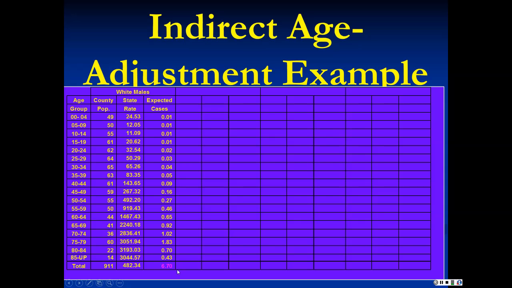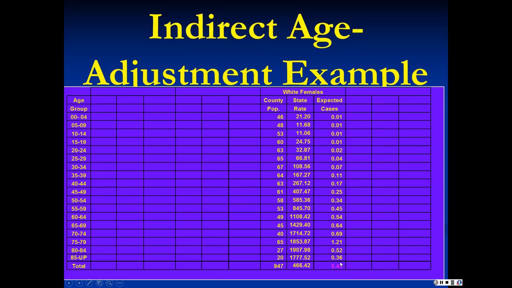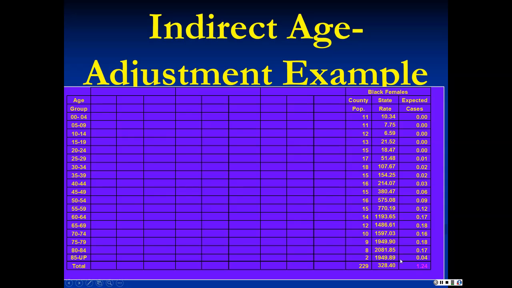We estimate that we would have expected to see 6.7 cases among white males in our rural Indiana county that I made up. These are all made up numbers, but we would have expected to see 6.7 cases among the white males, and using the same reasoning, we would have expected to see 1.3 cases among the black males, and 5.4 cases among the white females, and 1.2 cases among the black females.